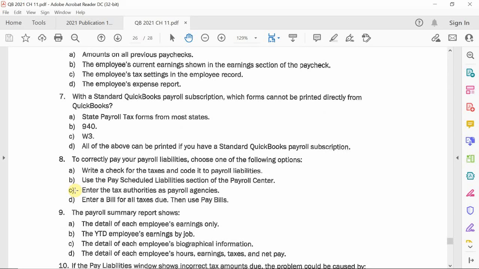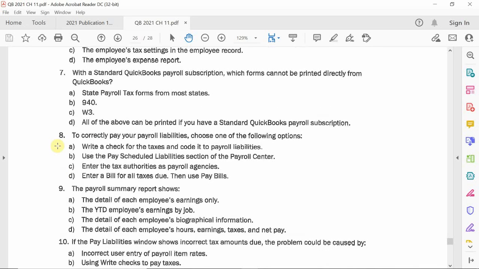B. B is correct, right? Use the scheduled liabilities section on the payroll center. In this case, it doesn't really say that the section is going to be scheduled, but below you would click view/pay. So that's this little word right here in context. You'll only find that when you go to the menu for employees, and it would have pay scheduled liabilities. So that one's a little confusing, but just to clarify, yes, B is the correct answer.